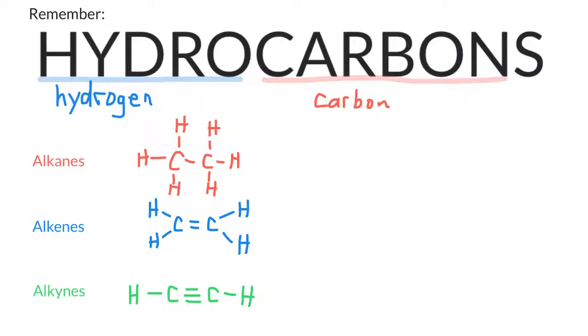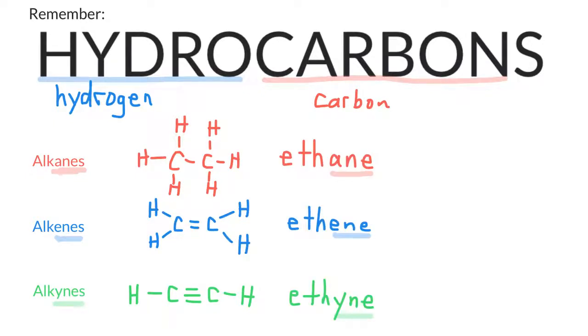When naming hydrocarbons, the ending of the name tells you what kind of hydrocarbon it is. So the ending of an alkane is ane. The ending of an alkene is ene. And the ending of an alkyne is yne. So the examples that I drew, the first one is ethane, the second one's ethene, and the third one's ethyne.